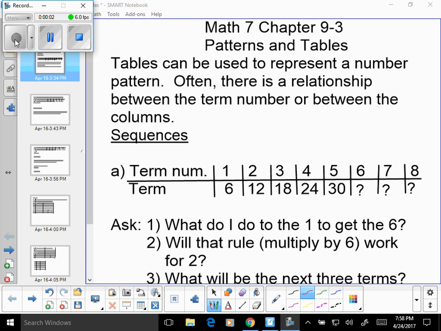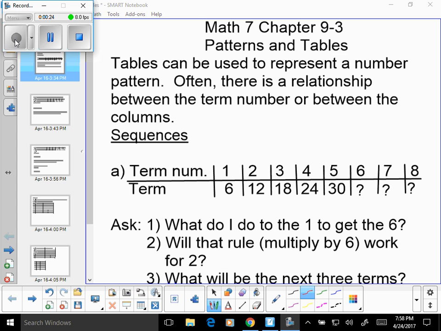Hi again, class. This is the lesson for Chapter 9 on working with patterns, and they're going to show us those patterns in table form. Now, tables are one way that we can represent a number pattern. We're still probably going to have to figure out what the rule is, but at least it's a way of presenting the information to us.